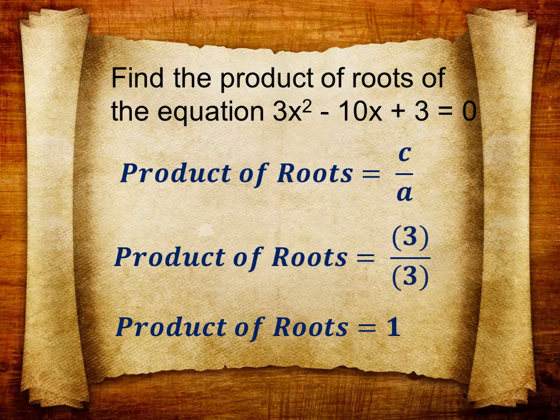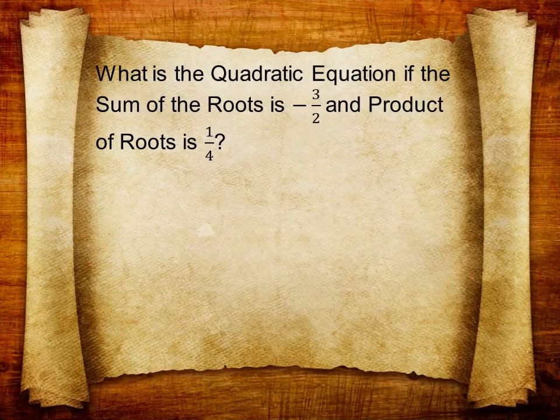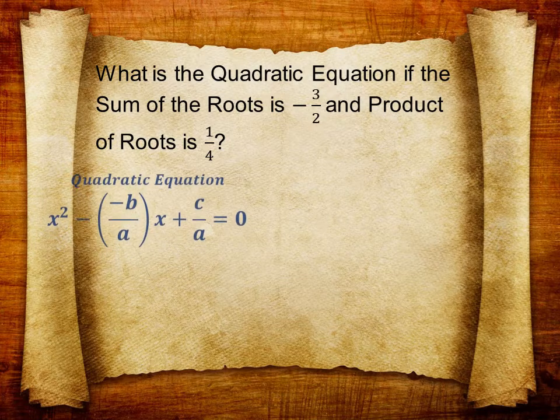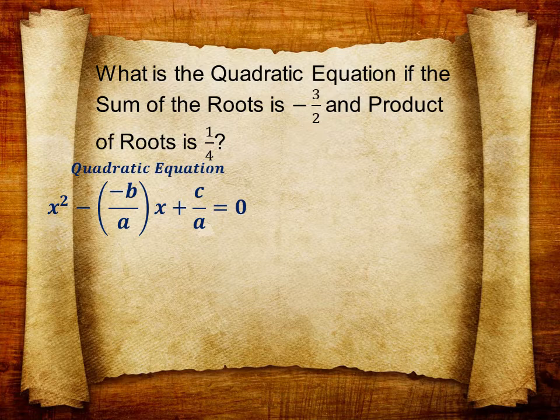Okay, so another example: what is the quadratic equation if the sum of the roots is negative 3 over 2 and the product of the roots is 1 over 4? So our formula to be used is this one. Quadratic equation, x squared minus the quantity negative b over a x, or your sum of the roots. So this is your formula for sum of the roots, plus c over a, or your product of the roots, is equal to 0.